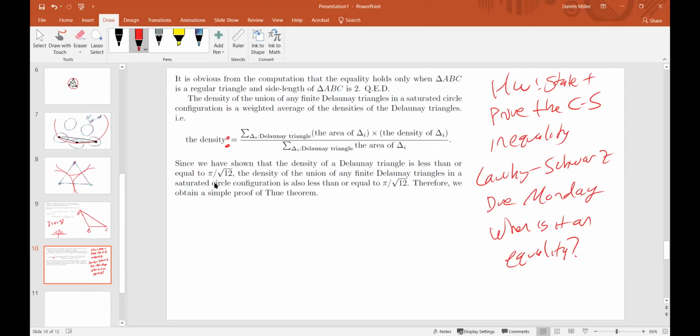So now what we're looking at is the sum over all the triangles of the area of each one times the density. What's the density? Isn't that just pi halves divided by the area? And so then we're dividing by the area of the triangles. Since we have shown that the density is less than or equal to pi over 12, the density of the union is also less than or equal to pi over 12, therefore we obtain a simple proof of Thue's theorem.